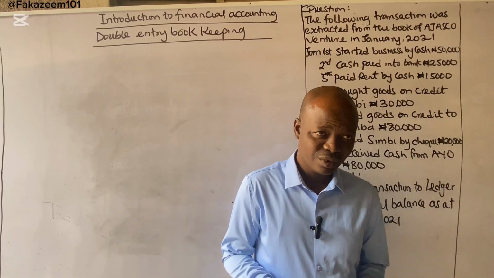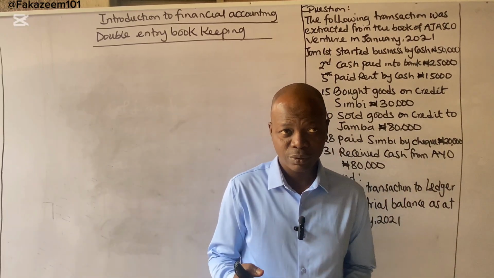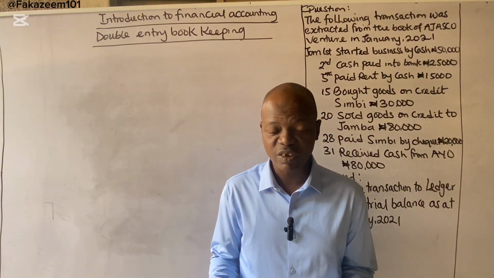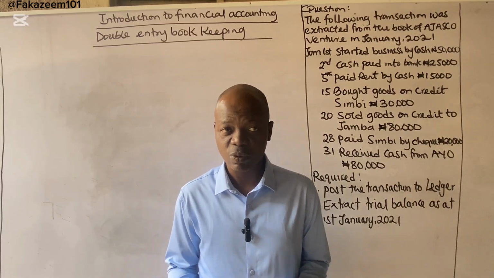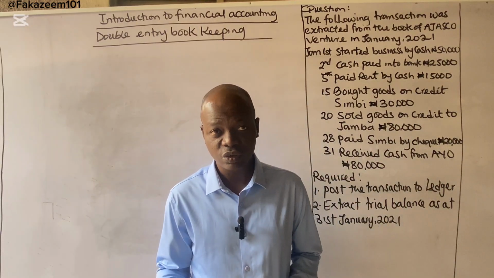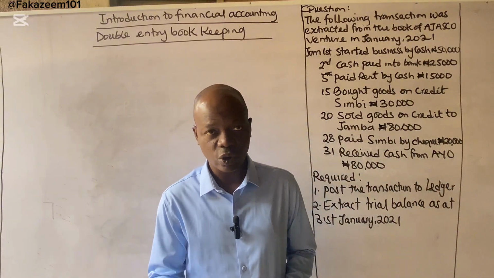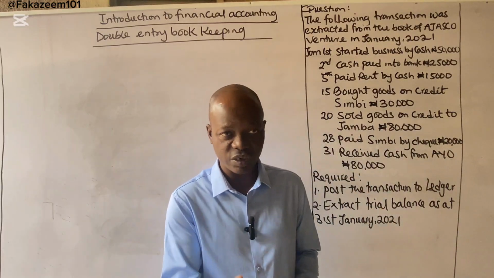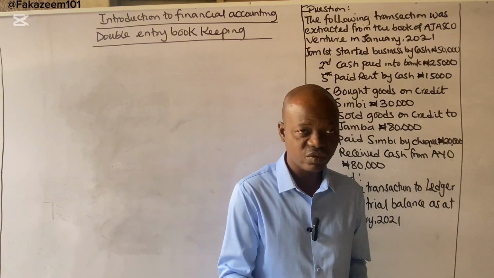This afternoon, we will continue from our previous video, the topic of which is double entry bookkeeping. In the previous video, we discussed double entry. We said double entry bookkeeping is an art of recording financial transactions twice, as a debit entry and a credit entry. We also said that the word debit is a Latin word which means to receive, and the word credit is also a Latin word which means to give.